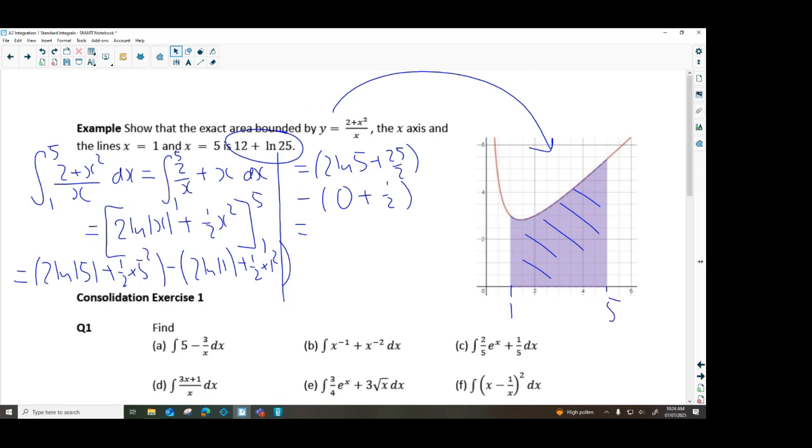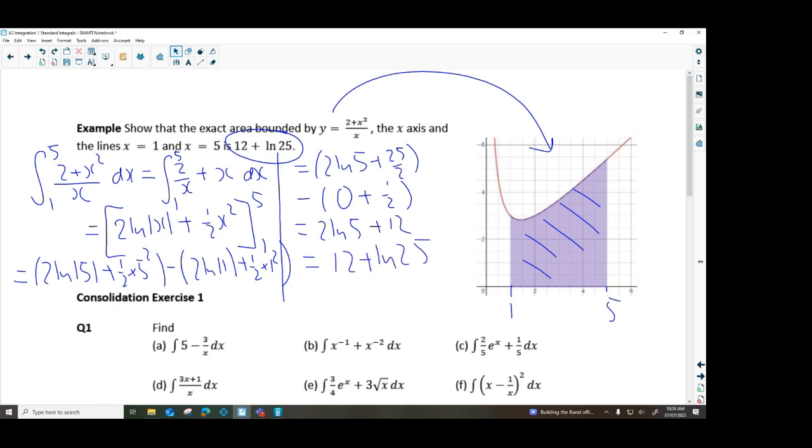So what does that give me? That gives me 2 ln 5 plus 25 over 2 minus 1/2, well, that's 24 over 2, which is indeed plus 12. And then to get the answer in this form, we can use a law of logs. So if there's a number in front of the log, you can bring it in as a power. 2 ln 5 is the same as ln 5 squared, which is indeed ln 25. So that is my answer there.